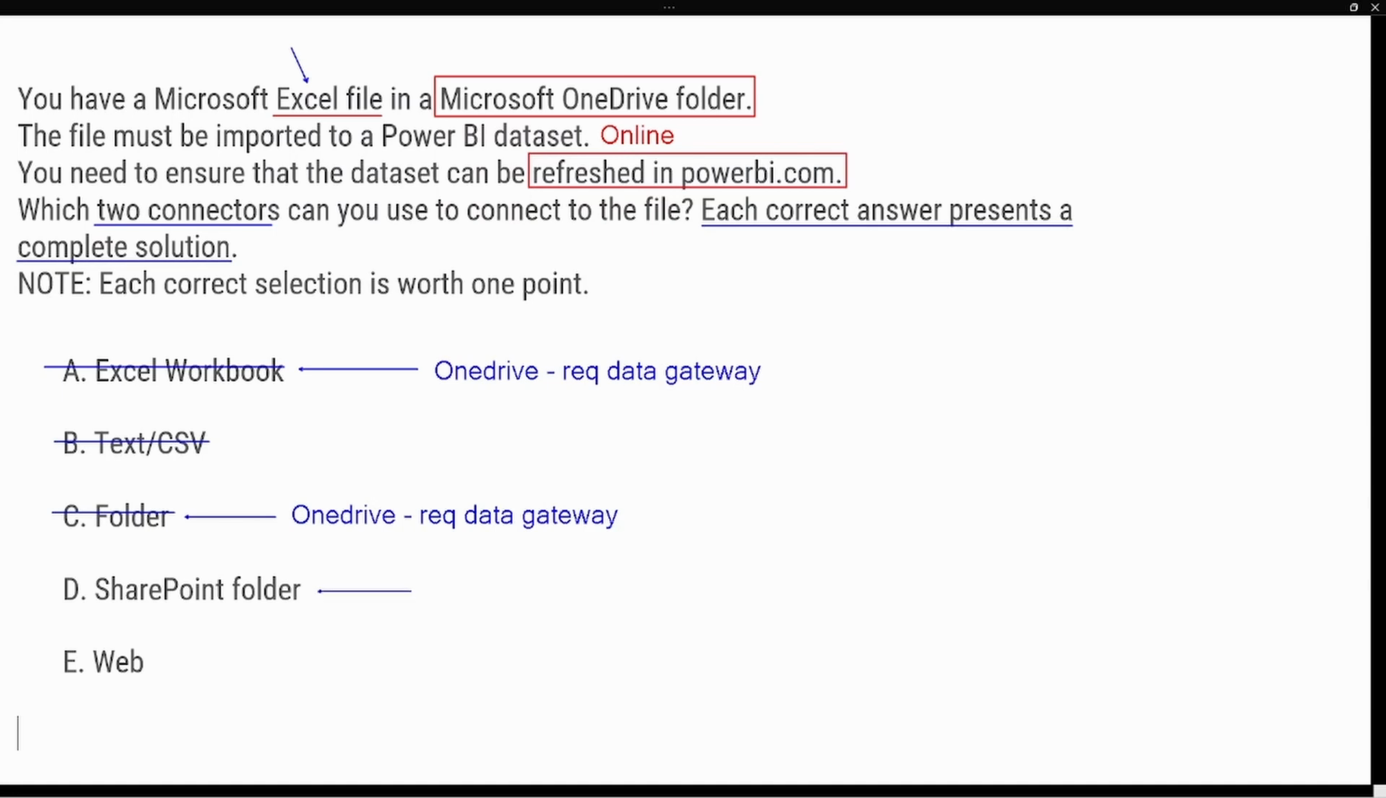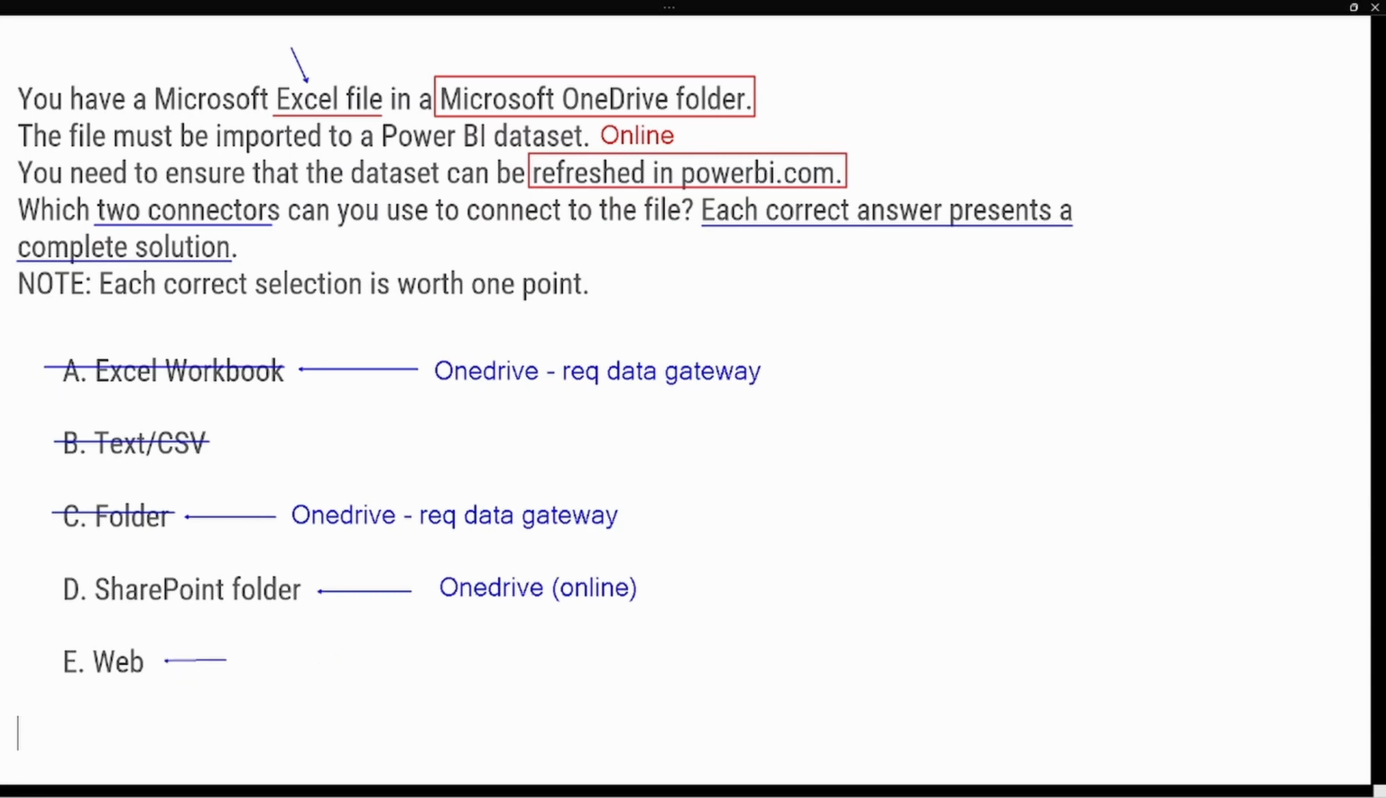So as we think about the SharePoint folder, once again, the SharePoint can be synced with your OneDrive. So yes, we can connect into OneDrive. And because this is online, the SharePoint folder is connecting to a file that's online, we are not going to need a data gateway in order to refresh this source. So we're going to use the root URL to connect into that SharePoint folder that's synced with our OneDrive account. And so this will present one option that we can use that is a complete solution. No additional items are needed, no data gateways needed in order to refresh.